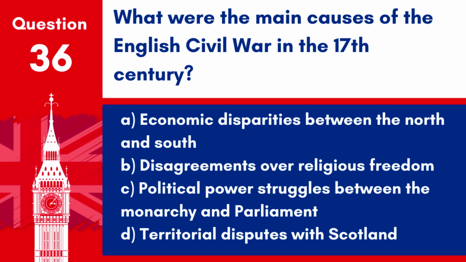Question 36. What were the main causes of the English Civil War in the 17th century? A. Economic disparities between the North and South. B. Disagreements over religious freedom. C. Political power struggles between the monarchy and Parliament. D. Territorial disputes with Scotland.